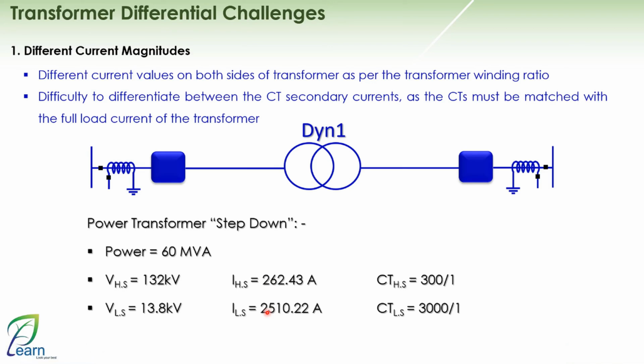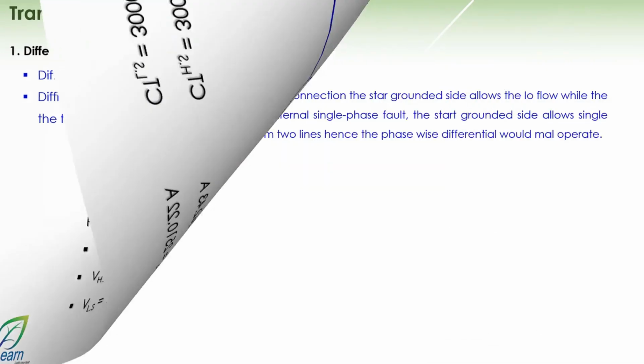And of course, this is not what is usually present. You typically have a current transformer at the stations. Say, for example, practically speaking, a CT ratio of 300 to 1 on the high side and another CT with a ratio of 3000 to 1 on the low side. So this is the first problem or challenge we encounter when applying biased differential on the transformer. Let's see together what the second problem will be.